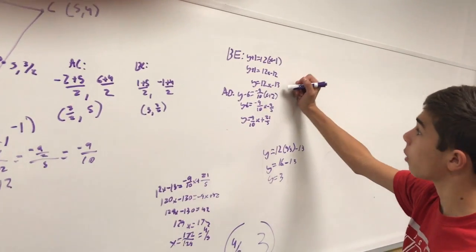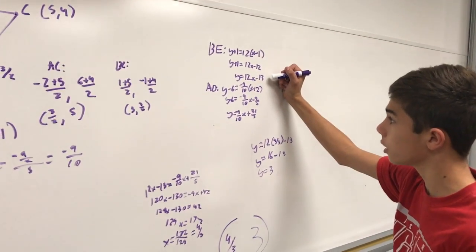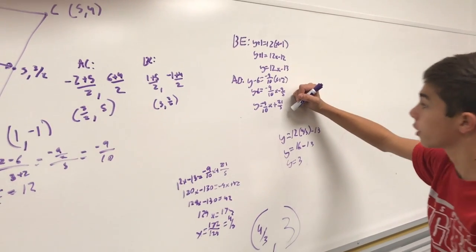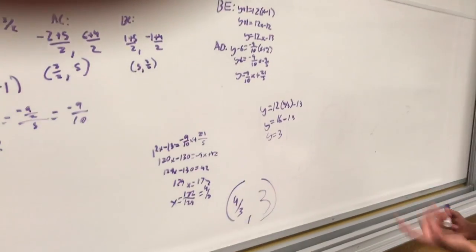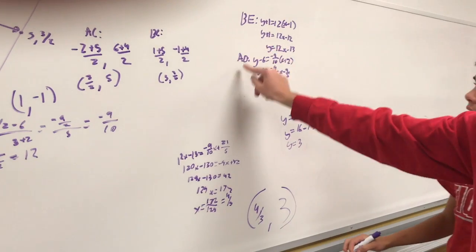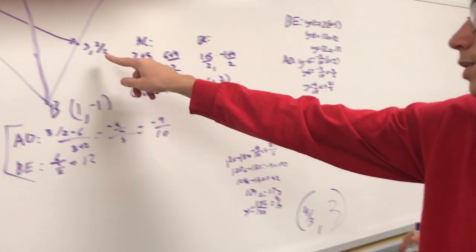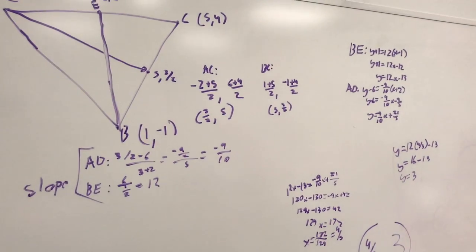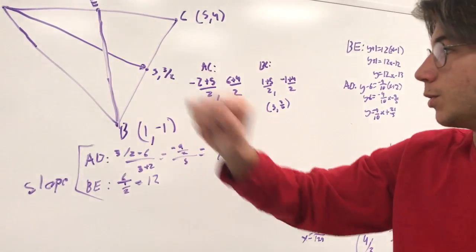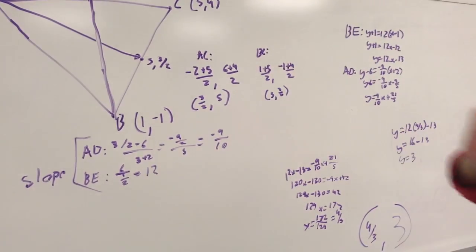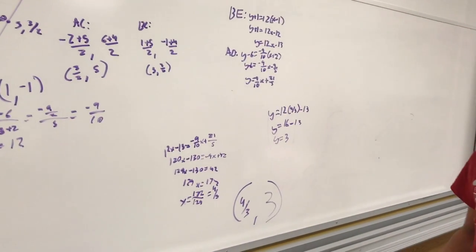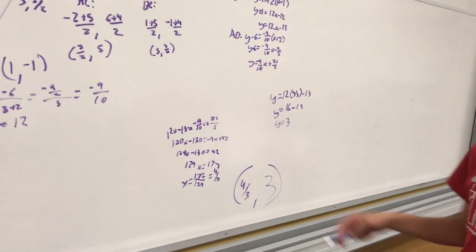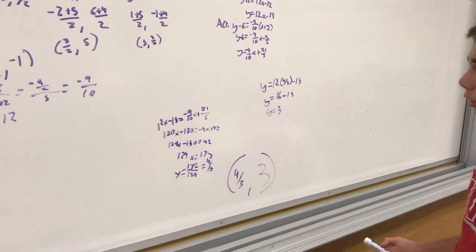And for BE, we got y equals 12x minus 13. And for AD, we got y equals 9/10x plus 21/5. So we get the equation of that line. And just to clarify, for BE and AD, it doesn't matter if you used the midpoint coordinates. We just thought that it was easier to do math using whole numbers, which is why we used B and A as our points. And then we set those equations equal to each other so we can find where they intersect.